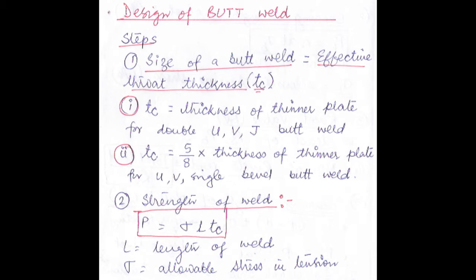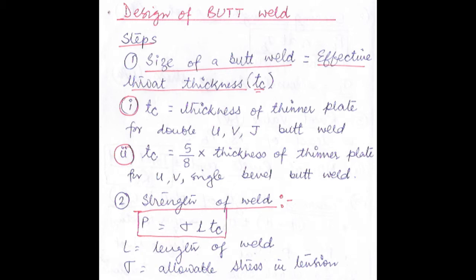So you have to take the value of effective throat thickness as 12 millimeter. If both the plates are of the same thickness, suppose two plates of 12 millimeter have to be joined, then what will be the throat thickness? It will be 12 millimeter, because both plate thicknesses are the same. But if they are different, then the thickness of the thinner plate will be the value of the effective throat thickness, which is the size of the butt weld. But this is for what? Double U, V and J butt weld.